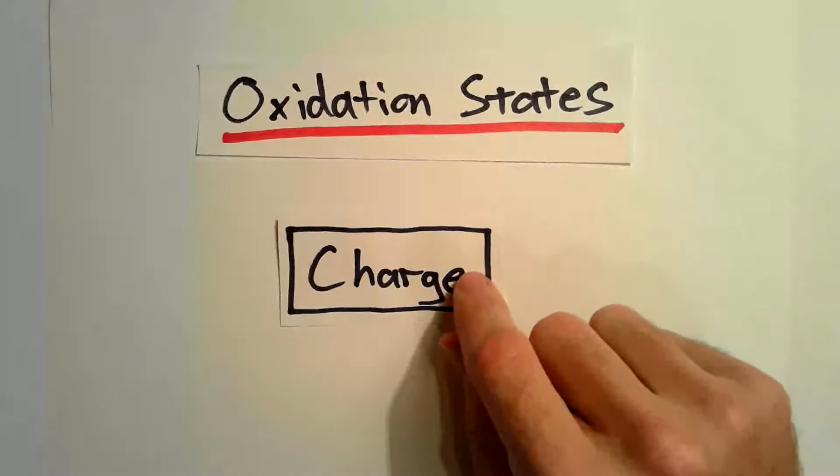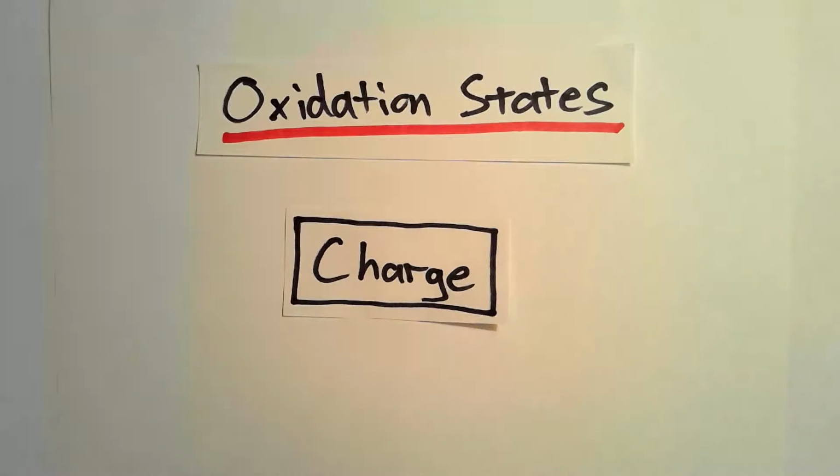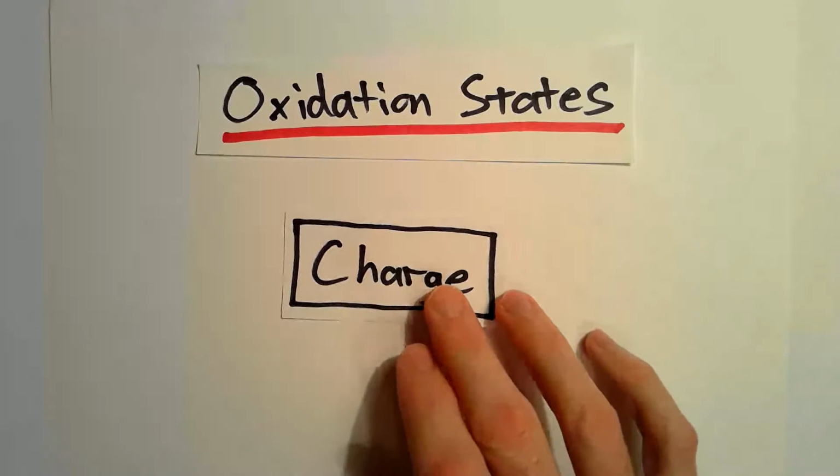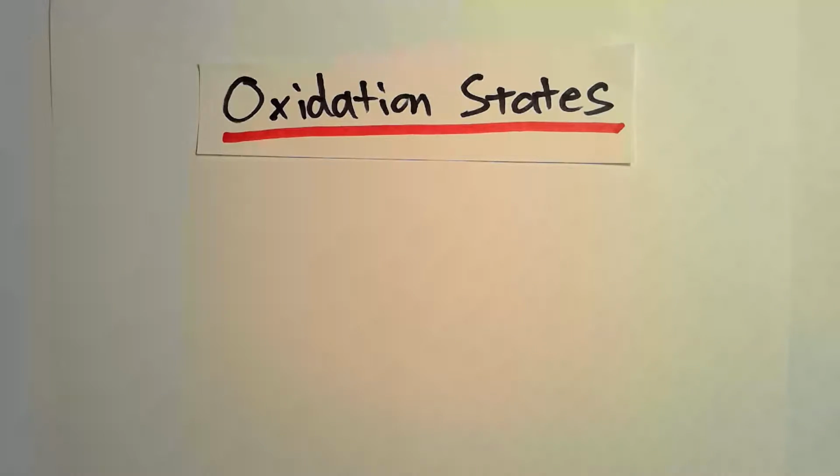Now, when I say the oxidation state, I'm meaning the charge of the ion. We're specifically talking about the ions involved in ionic bonding. The reason I'm not saying charge all the time is because oxidation state is a good habit to get into and a good habit to call it.